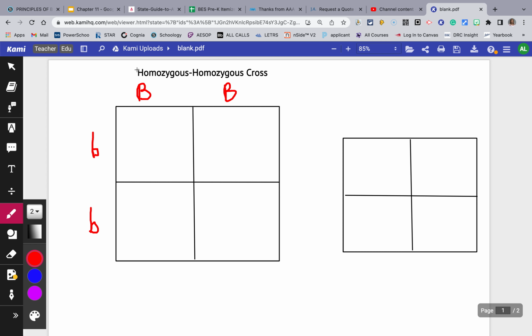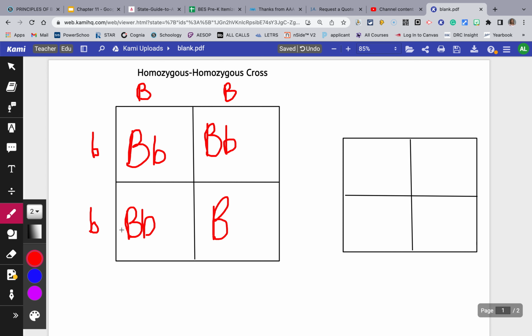So these are representatives of alleles. So you always write the dominant one first. Big B comes from the top. Little b comes from the side. Big B, little b. Okay? What's on the top? Big B from dad. Little b from mom. What's on the top? Big B. What's on the side? Little b.